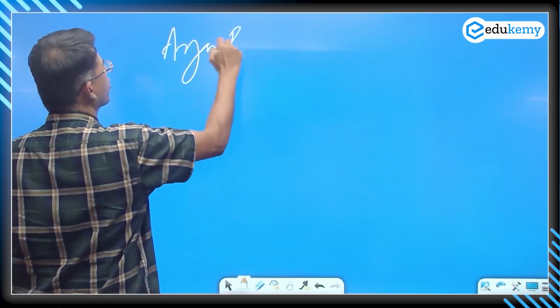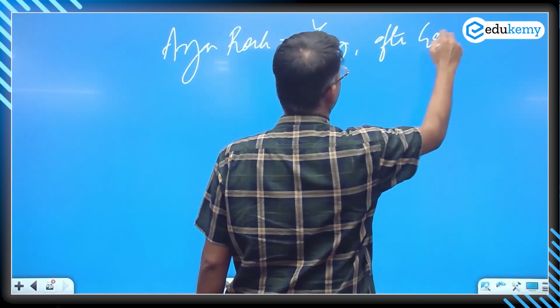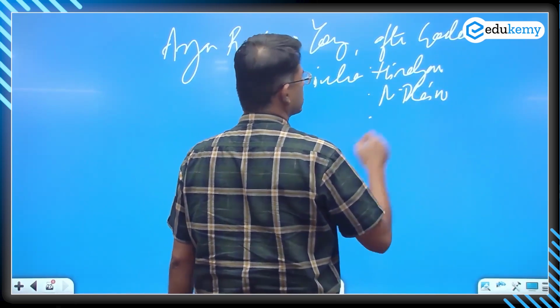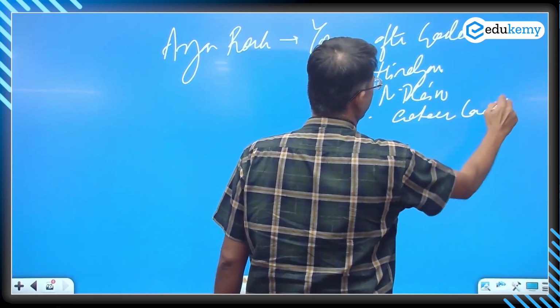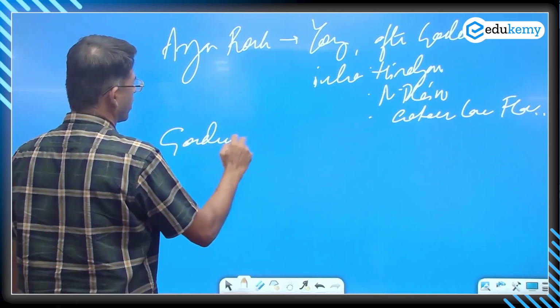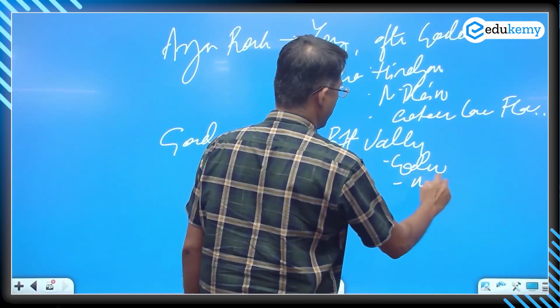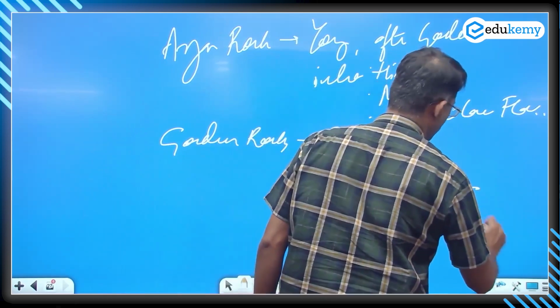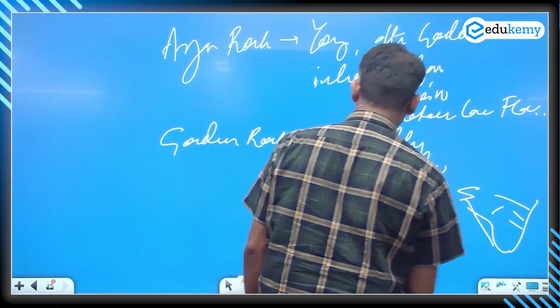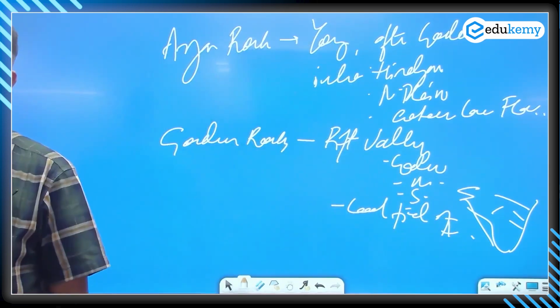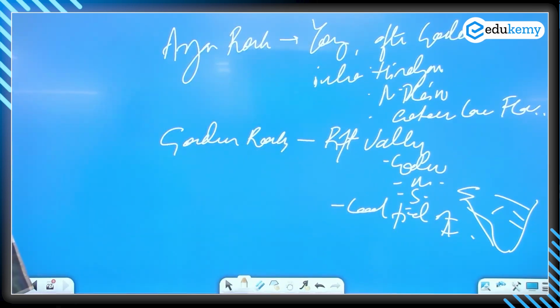Say Aryan rocks. Young after Gondwana includes Himalayas, northern plains, and the Cretaceous lava flow. That's all. Okay? Gondwana rocks, rift valleys, Godavari, Mahanadi, Son. Draw a quick diagram. Show this one here. Coal fields of India. That's all. We call this as telescopic writing.